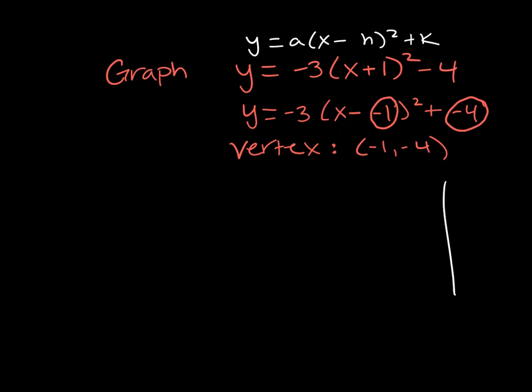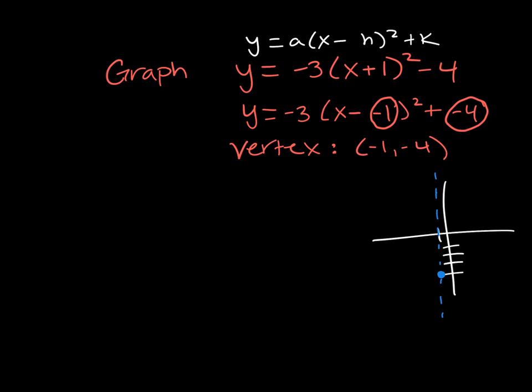So the vertex is the first thing that I'm going to get, negative 1, negative 4. And there's my vertex, which means that is also my axis of symmetry. Once I have my vertex, I need to get some more points. I always like to go for the y-intercept. Unfortunately, with vertex form, we don't have a C value. We don't have a way to look and see exactly what the y-intercept is. So because of that, we're going to have to go ahead and just calculate it.